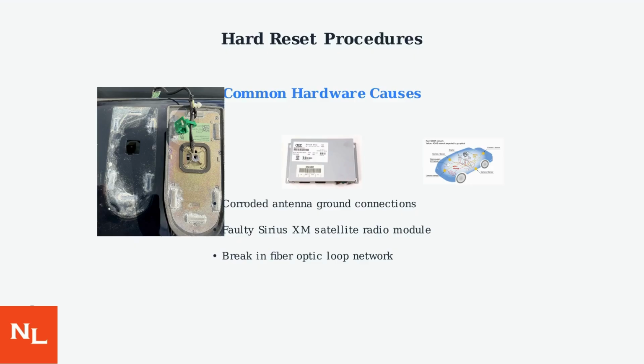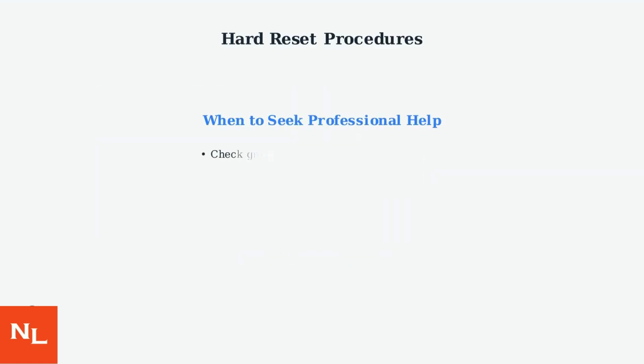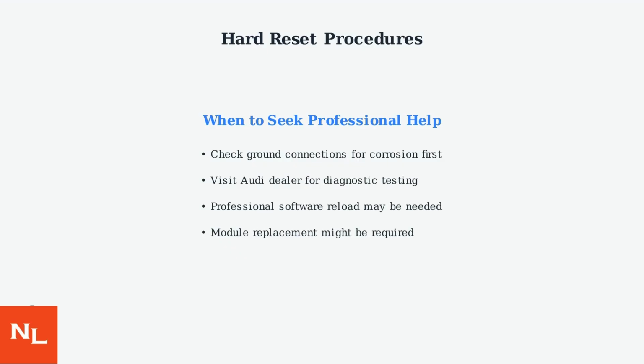Common culprits include corroded antenna ground connections, a faulty Sirius XM module, or breaks in the fiber optic loop that connects system components. Before expensive repairs, check ground connections for corrosion yourself. If problems persist after trying these reset methods, visit an Audi dealer for professional diagnosis. They can perform advanced testing, reload multimedia software, or replace faulty modules as needed.